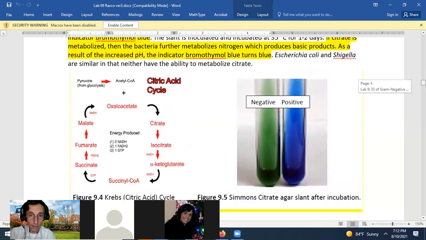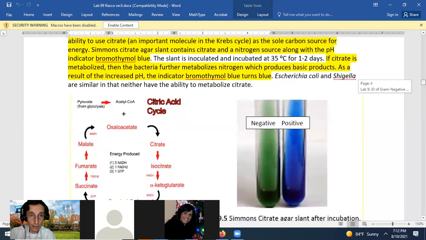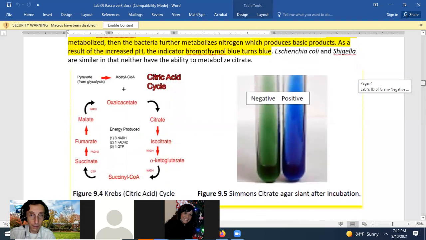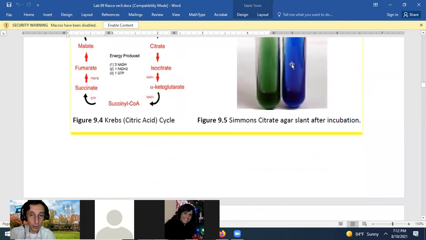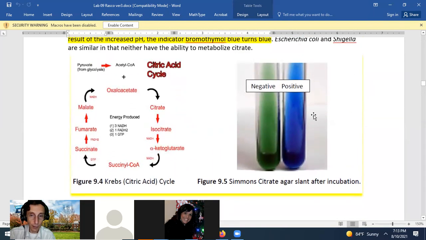So I've got up there the E. coli and Shigella. They metabolize citrate, and they'll turn the tube blue. I don't have an example. Well, Pseudomonas will not grow on the tube, and it will be green.